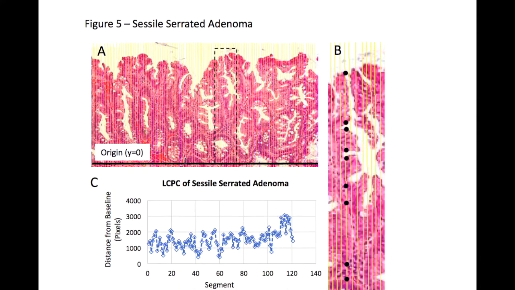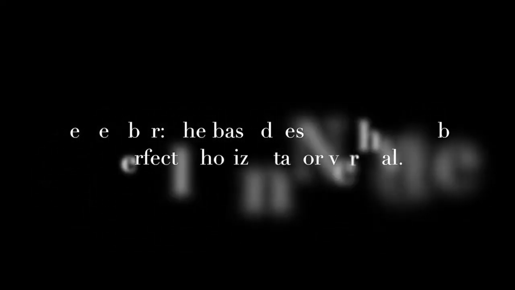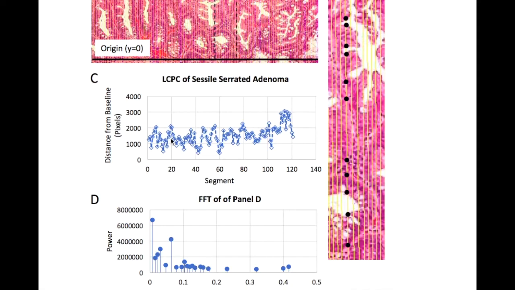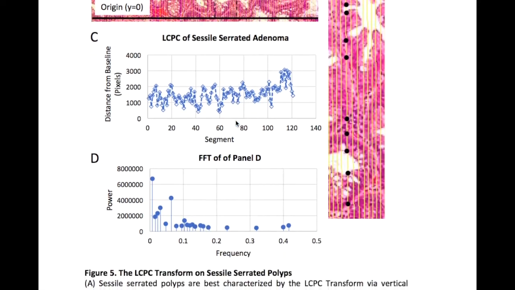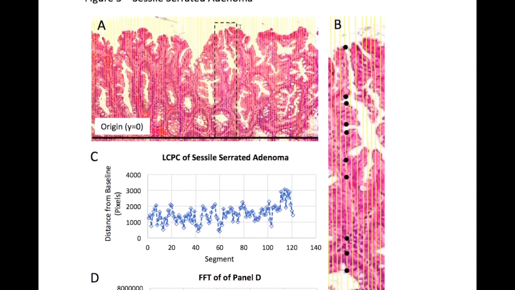We can also apply the same approach to the serrated polyp. In this case, for serrated polyps, I think it's best to assign the baseline not as one central point, but as a horizontal axis from which all radial lines emanate. And so the LCPC can also capture the degree of tubiness, or in this case sawtoothness, of a serrated adenoma. This is what it looks like. And if you do the fast Fourier transform on this, you get this frequency signature that represents the tubiness of a serrated polyp.